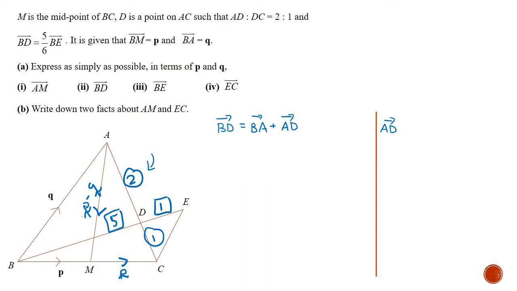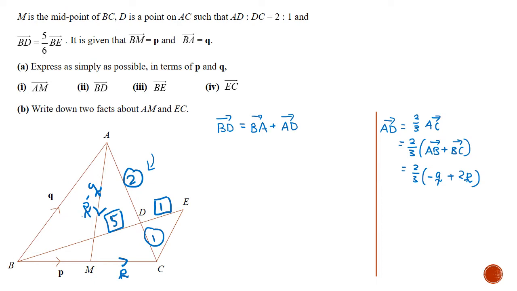So vector AD will be equal to 2/3 times vector AC. And once again, we do not have vector AC, but we can use the triangle law of addition to find vector AC by going from A to B and B to C, because we already have these two vectors. So we will have 2/3 times negative vector Q plus 2 vector P.